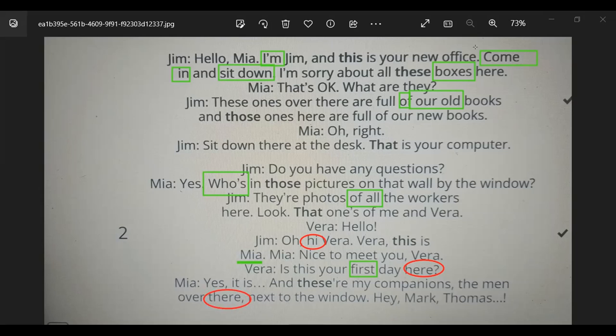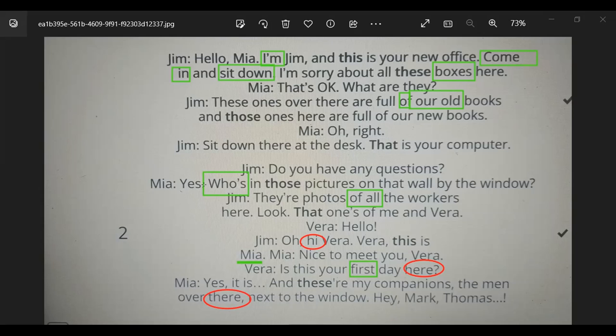So let's try to repeat that again. Hello, Mia, I'm Jim, and this is your new office. Come in and sit down. I'm sorry about all these boxes here. That's okay. What are they? These ones over there are full of our old books. And those ones here are full of our new books. All right, sit down there at the desk. That is your computer. Do you have any questions?